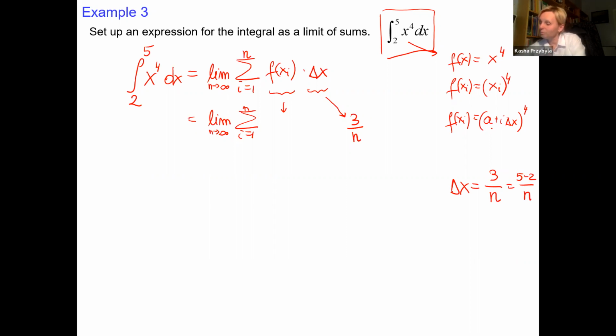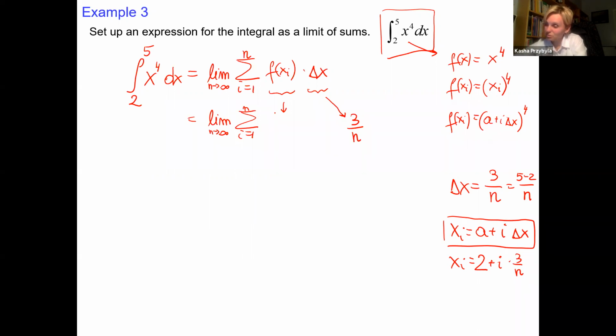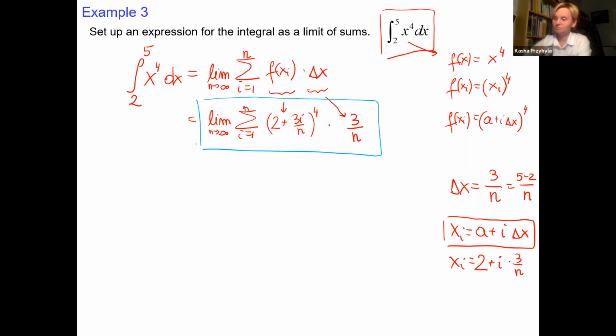And now, we remember x sub i is defined as a plus i times delta x. That's the formula. A, the beginning of the interval, is 2, and delta x is 3 over n. The function is x to the power of 4, and my x sub i is 2 plus 3i over n. I think I can leave the answer like that. I do have all of the details.